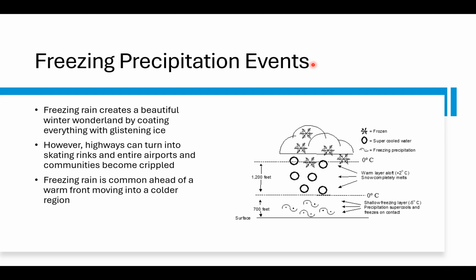Moving on now to freezing precipitation events. These are very dangerous to drive on. Freezing rain creates a very beautiful winter wonderland by coating everything with glistening ice. I've seen tree branches coated before. I've seen, unfortunately, power lines coated. And in some cases, you get thick enough ice on power lines that it's going to snap those power lines. And a lot of folks, unfortunately, are going to lose power. But highways, very dangerous to drive on freezing rain. These highways can turn into basically ice rinks, and entire airports and communities just become crippled. There's a shutdown, a complete shutdown.